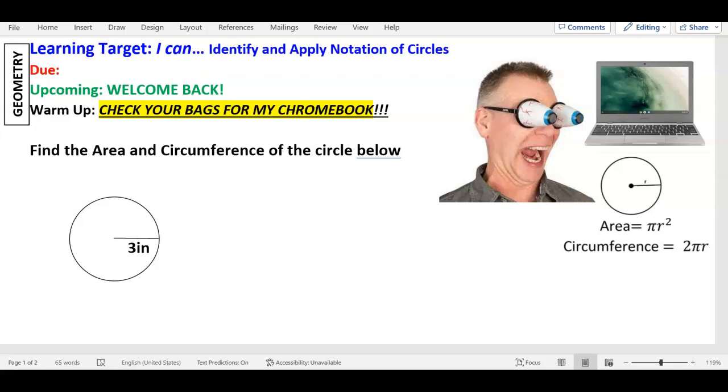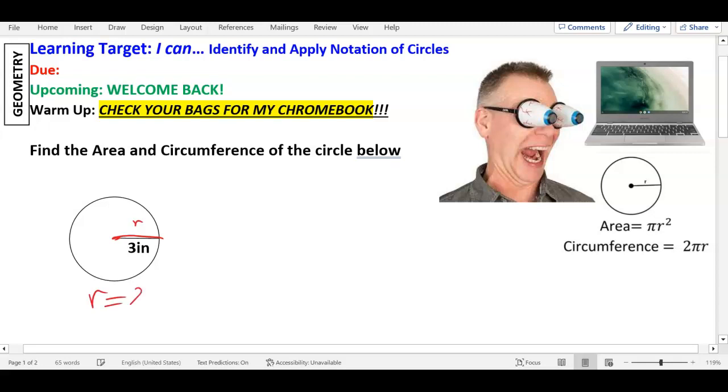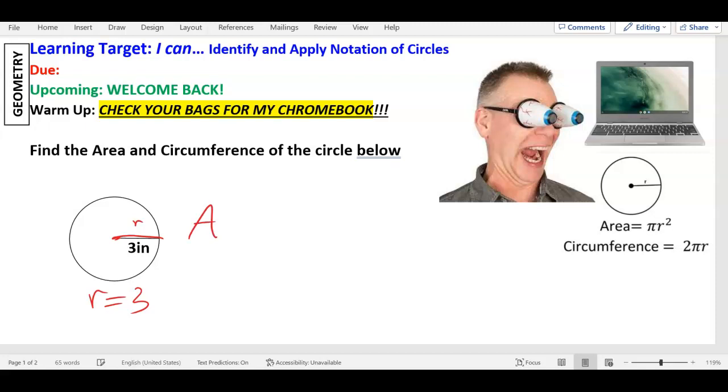So here we go. What is the radius of this circle? Radius is halfway from the center. So yeah, the radius is 3. So we can definitely plug in 3 into these two formulas. So for area of a circle, pi r squared is going to be pi 3 squared.